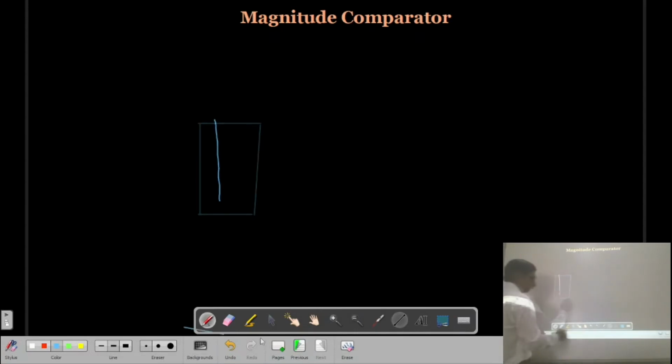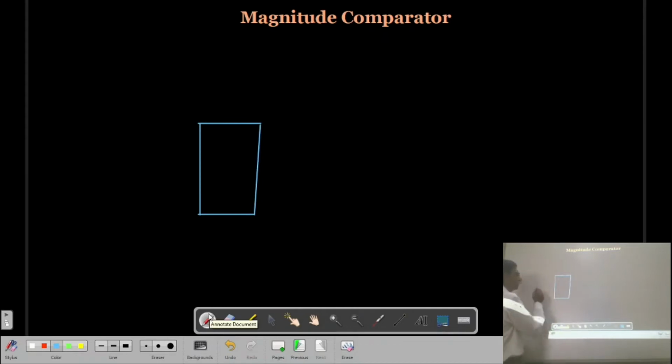Now basically this comparator has two inputs, which means two binary numbers. This binary number can be of 1 bit, 2 bit, 4 bit or 8 bit. So let us say n binary bits are there. Suppose we have a0 to an minus 1, and another binary number from b0 to bn minus 1.